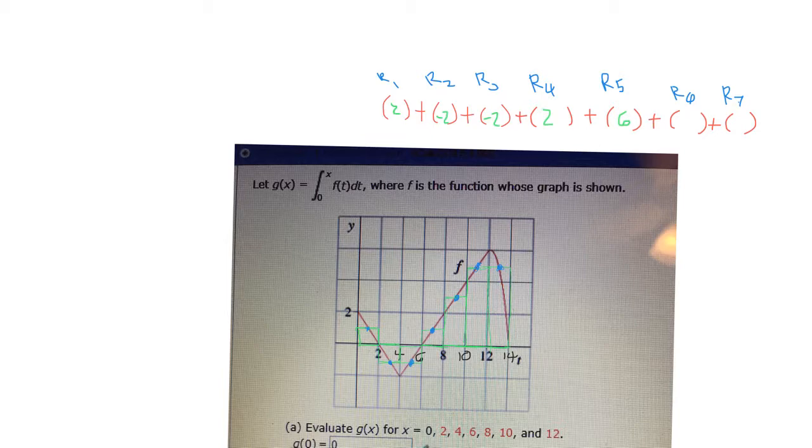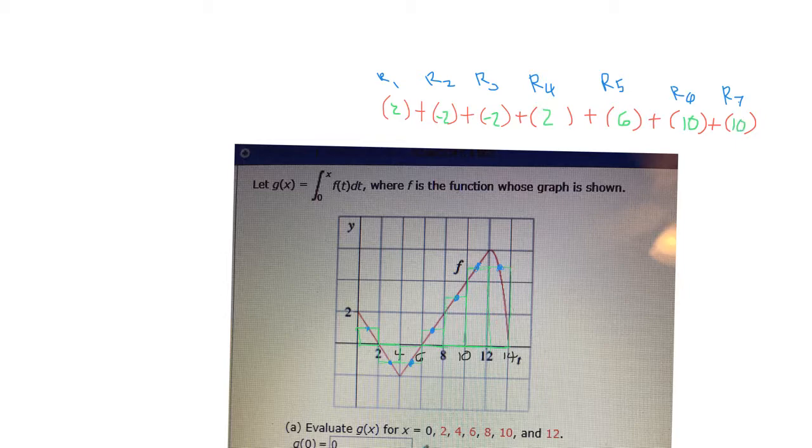Looking at rectangle 6, which is right here, that's going to be 2 times whatever the height is. It looks like the height is 5 right there because this is a height of 2, this is a height of 4, and this is halfway up, so that's an additional 1. So this rectangle has a height of 5, so that's 2 times 5, which is 10. And this rectangle is the exact same size, right? So that's going to be 10 also.